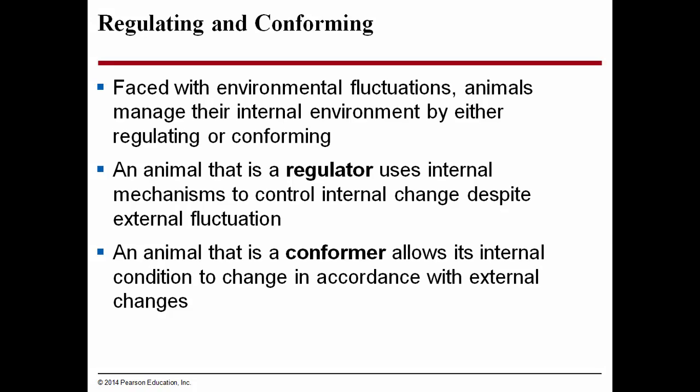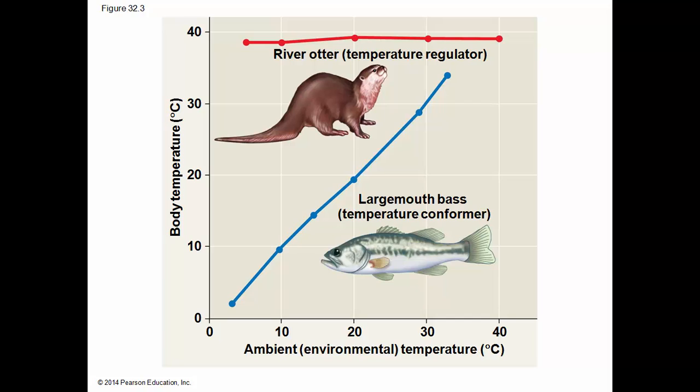Faced with environmental fluctuations, animals manage their internal environment by either regulating or conforming. An animal that is a regulator uses internal mechanisms to control internal change despite external fluctuation. An animal that is a conformer allows its internal condition to change in accordance with external changes.